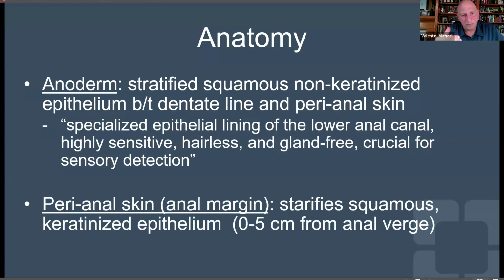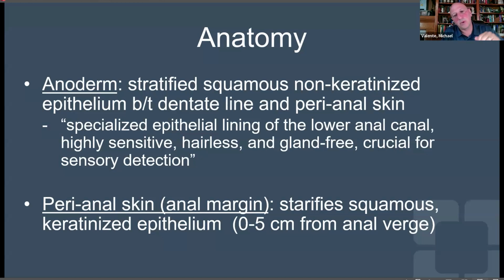So the anoderm is stratified squamous, non-keratinized, no glands, no hair. Then after that, at the anal verge, we have the perianal skin, formerly called the anal margin. We don't call it that anymore. It's called perianal skin, and this is stratified squamous keratinized. So there's hair, there's glands. This extends approximately from the anal verge to about 5 centimeters.